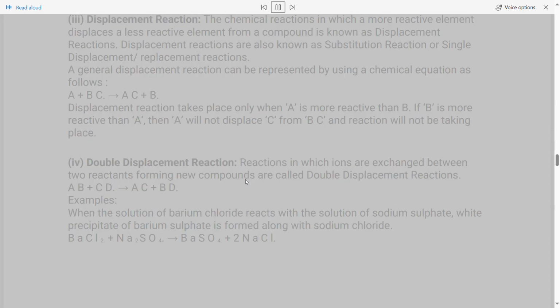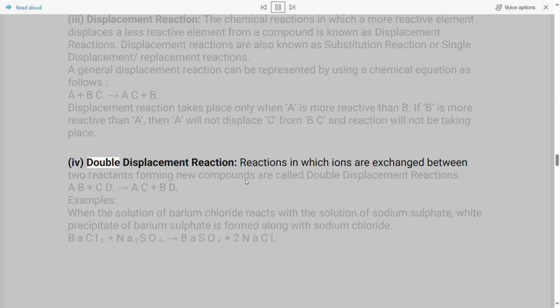3. Displacement reaction. The chemical reactions in which a more reactive element displaces a less reactive element from a compound are known as displacement reactions. Displacement reactions are also known as substitution reactions or single displacement reactions. A general displacement reaction can be represented by the chemical equation A + BC → AC + B. A displacement reaction takes place only when A is more reactive than B. If B is more reactive than A, then A will not displace C from BC and the reaction will not take place.